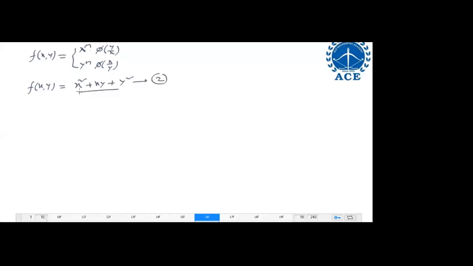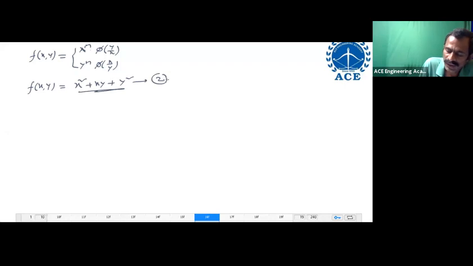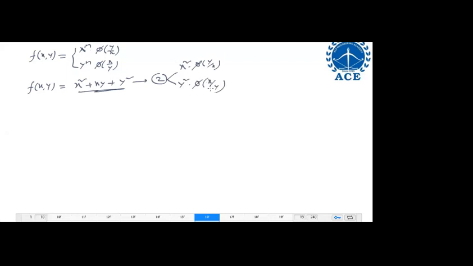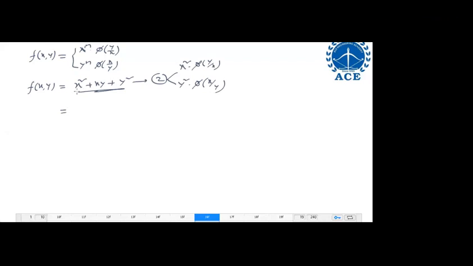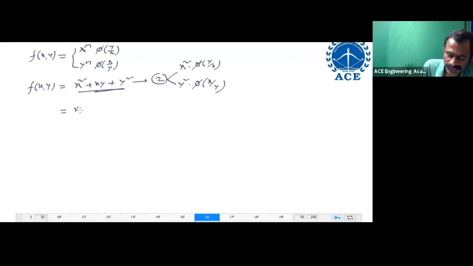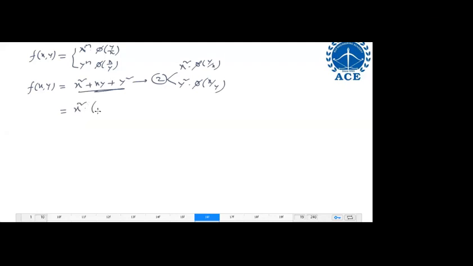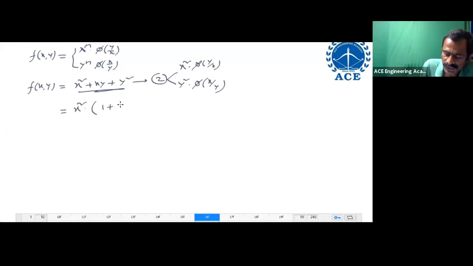If you want to write this function in the above form, then we can write it as x power 2 into a function of y by x, or y power 2 into a function of x by y. These two are possible only. Suppose we write x square into a function of y by x: from each and every term, we should take x square as common. If you take x square outside, then the function becomes 1 plus xy by x square plus y square by x square.